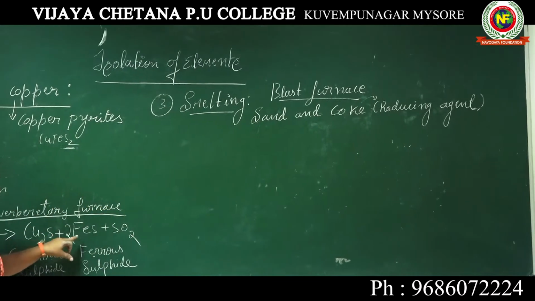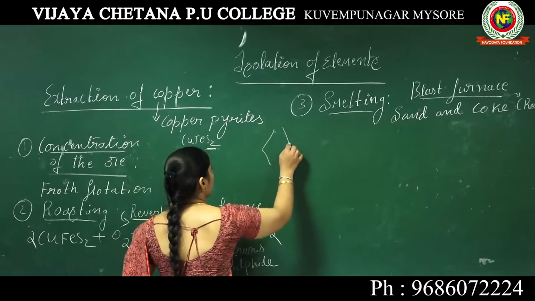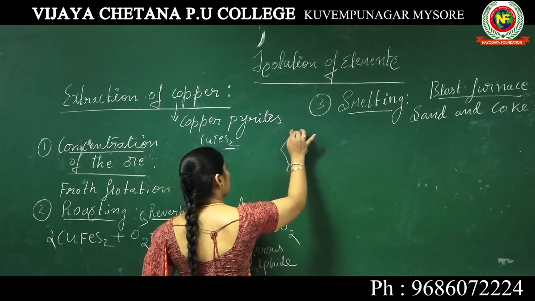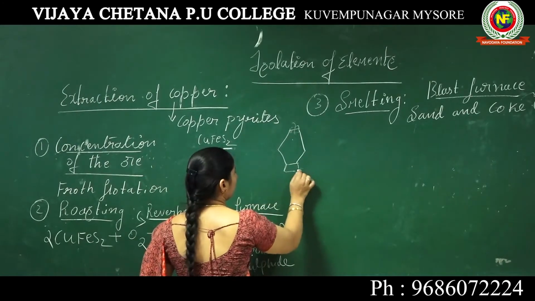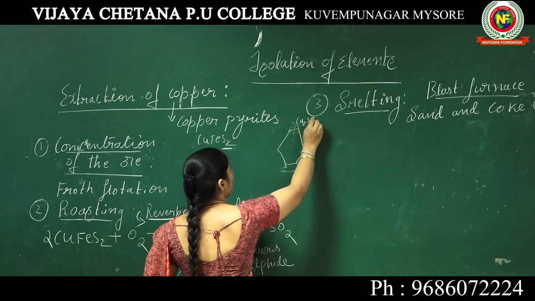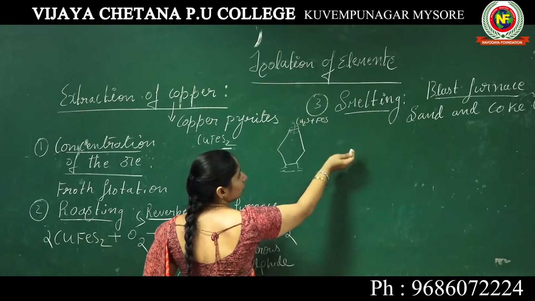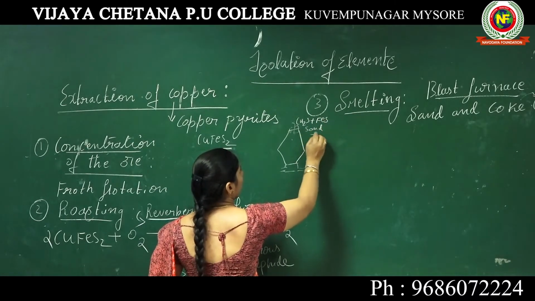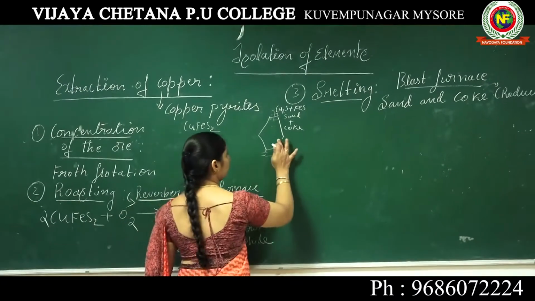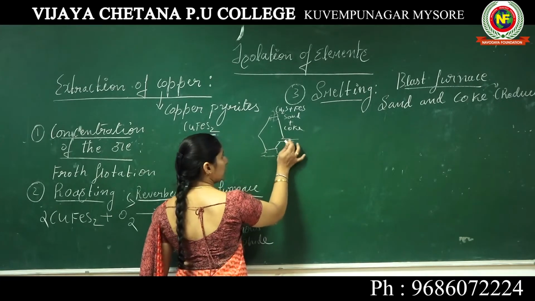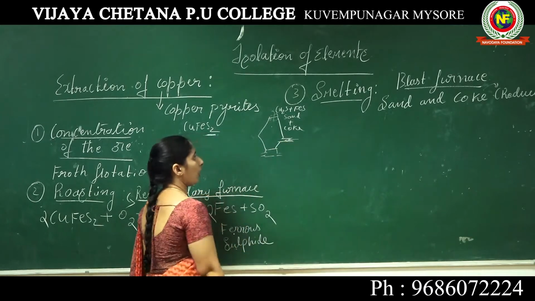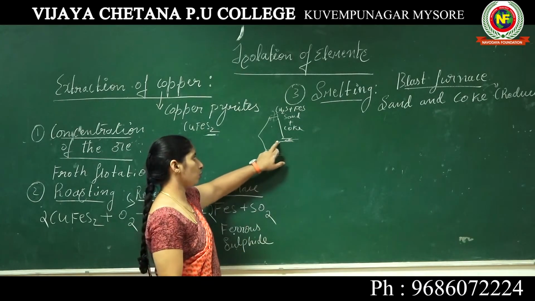So now I introduce this mixture into the blast furnace. This is a rough diagram of this blast furnace. Now I am going to introduce this Cu2S plus FeS plus sand and coke. So now what happened? I am passing a blast of hot air through this inlet pipe.